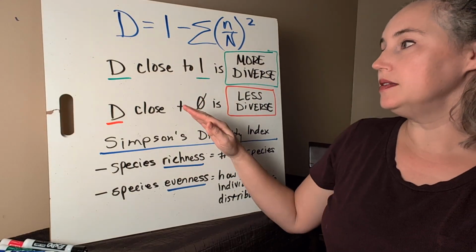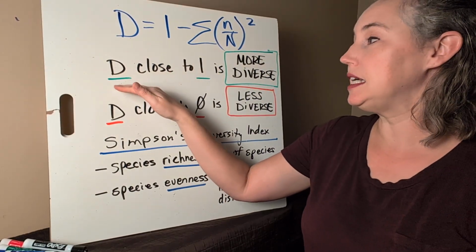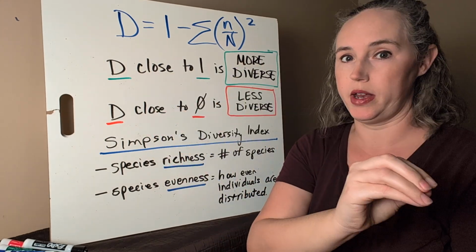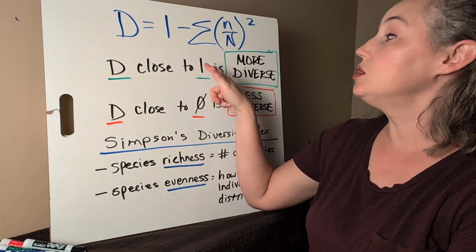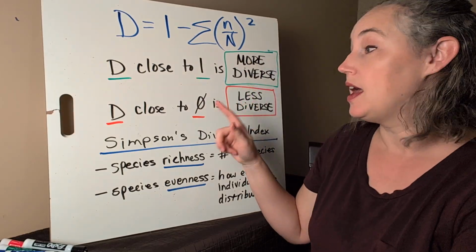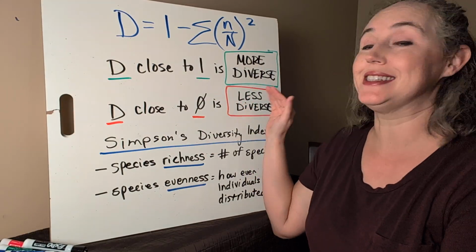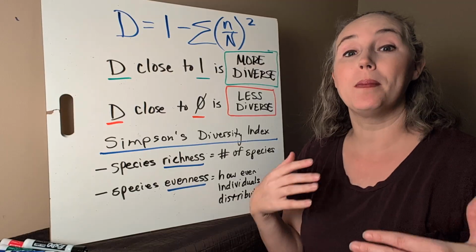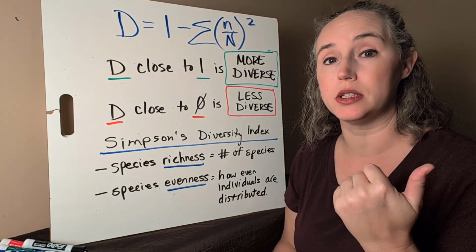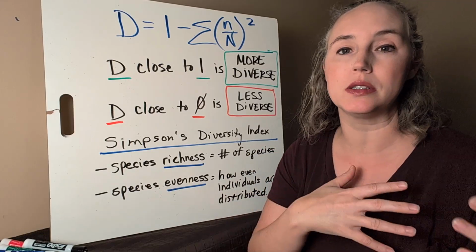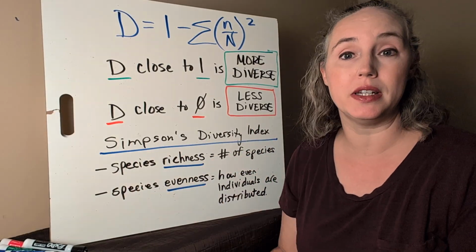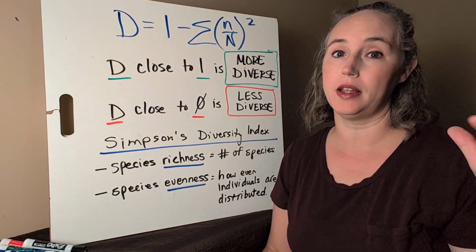Again, here's the formula. Your D values are all going to be between 0 and 1. A D close to 1 is more biologically diverse, and a D close to 0 is less diverse. But we measure diversity in two ways. The first is species richness. That's the number of different species in an ecosystem. And then there's species evenness, how evenly distributed they are.